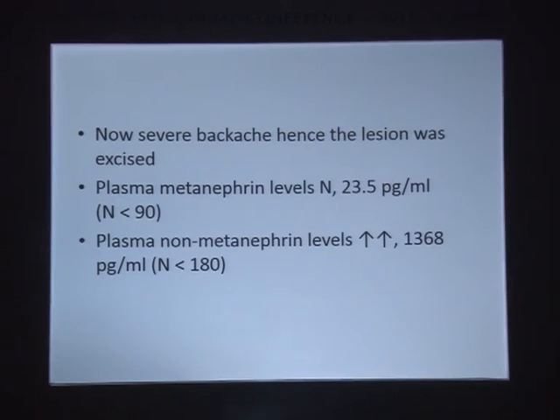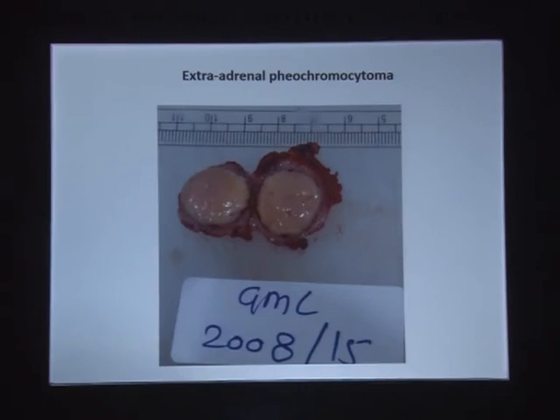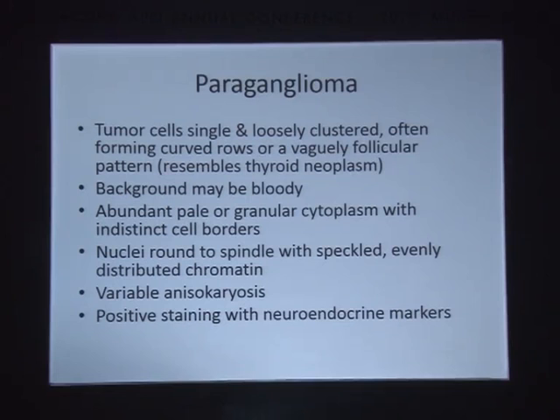the episodes of backache. So he was operated, and just 2 days back we received this tumor, and frozen section showed a classical paraganglioma or pheochromocytoma like morphology. We haven't got the paraffins yet. Cytologically, the tumor cells in paragangliomas are single and loosely clustered, often forming curved rows or a vaguely follicular pattern, and that's why they resemble thyroid neoplasm. So that also has to be kept in mind.